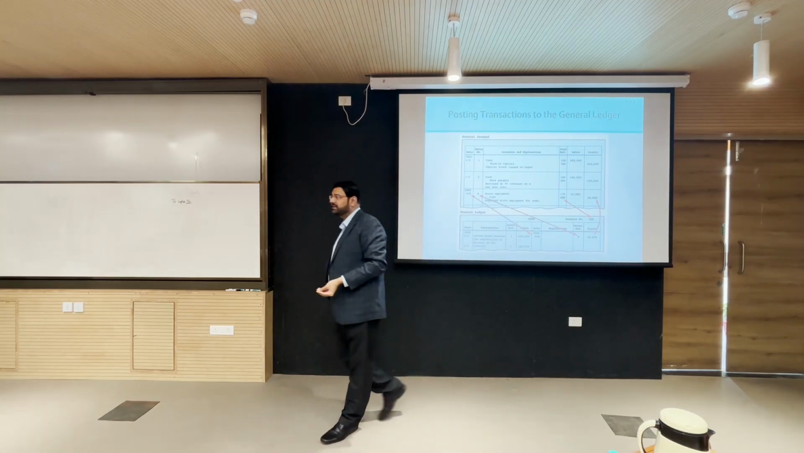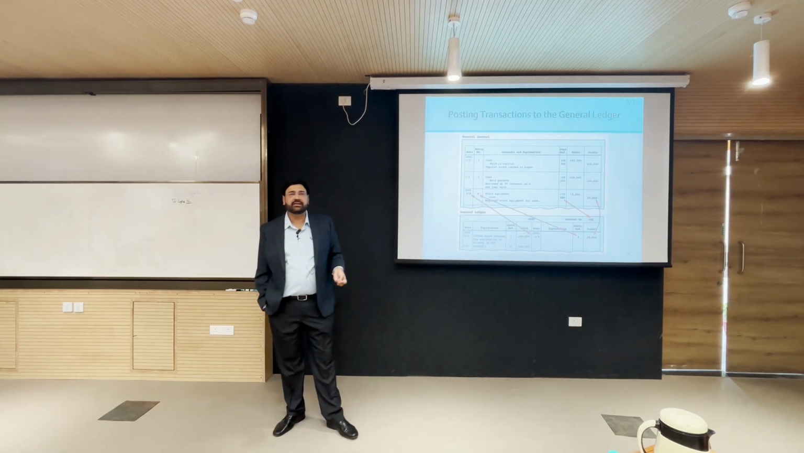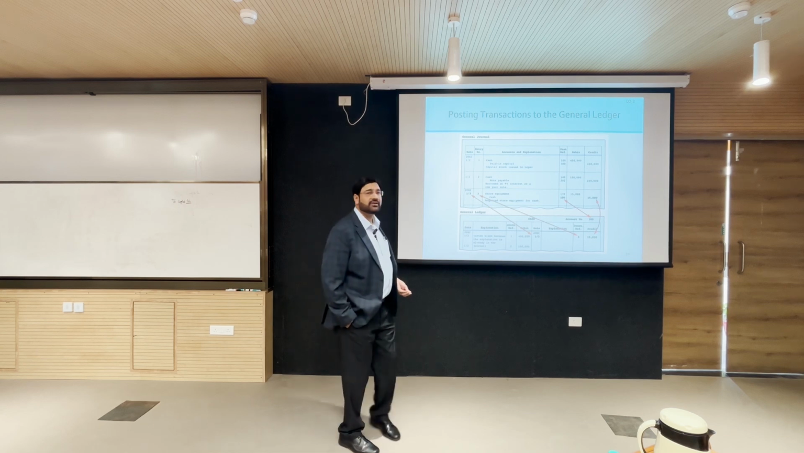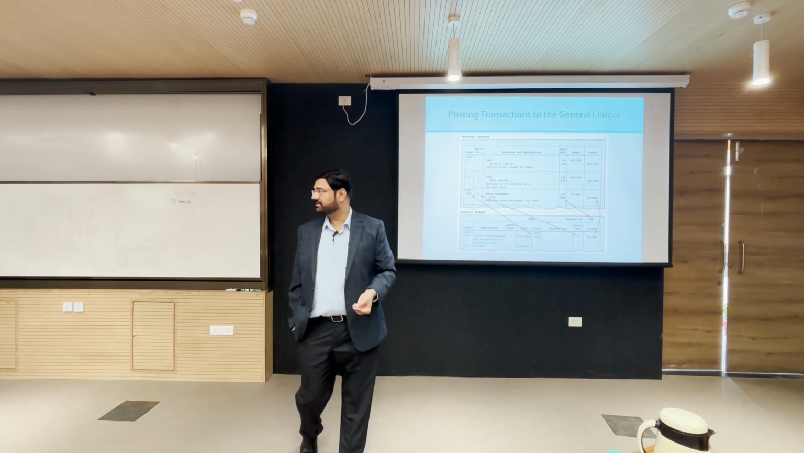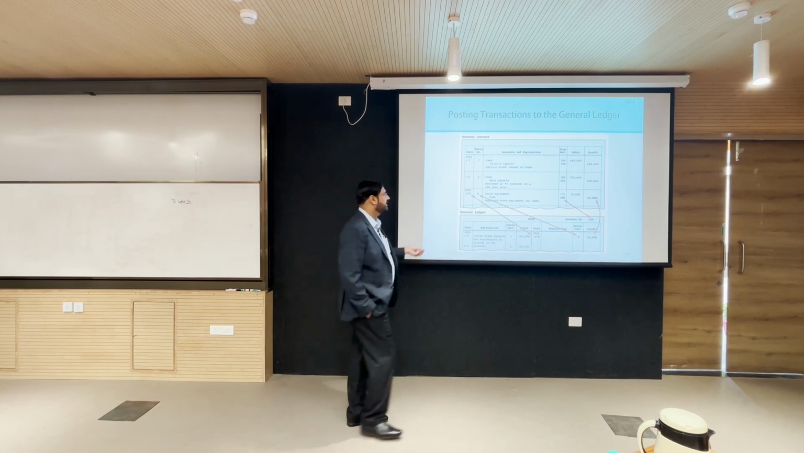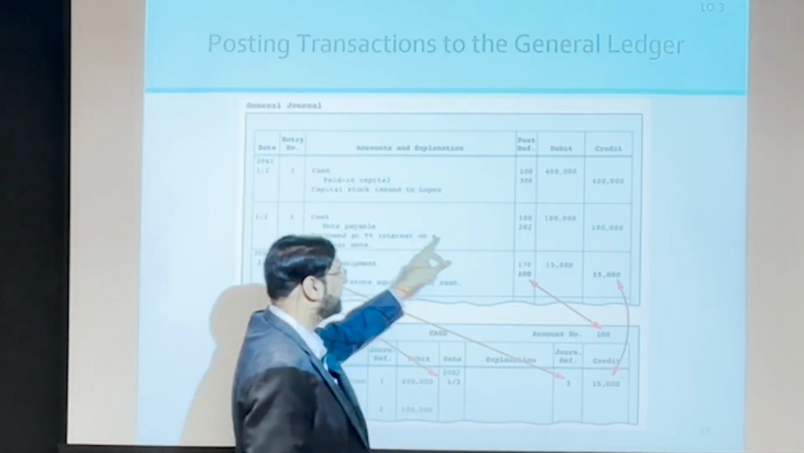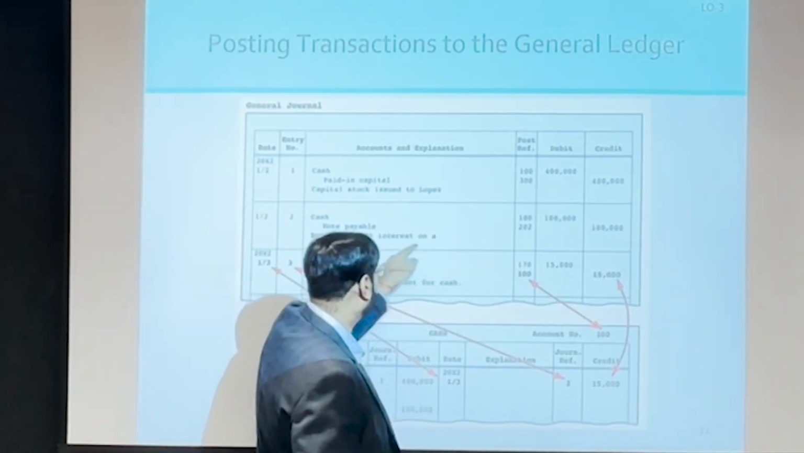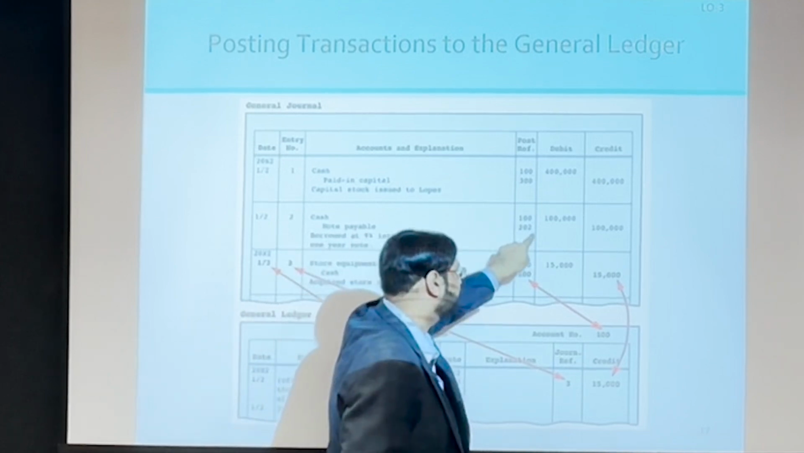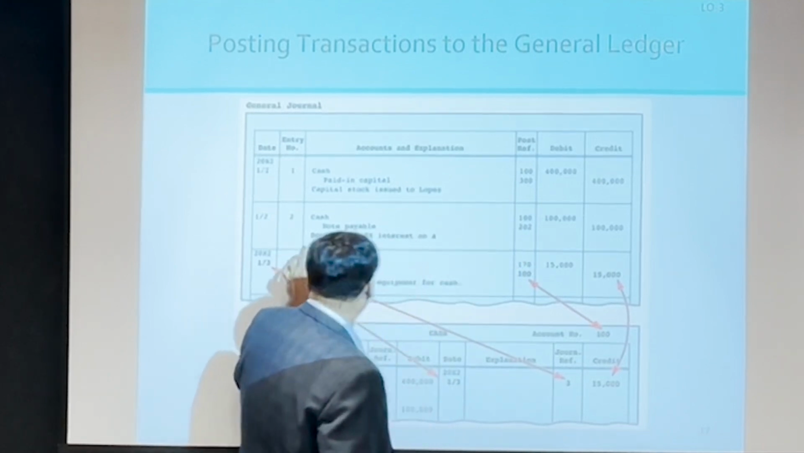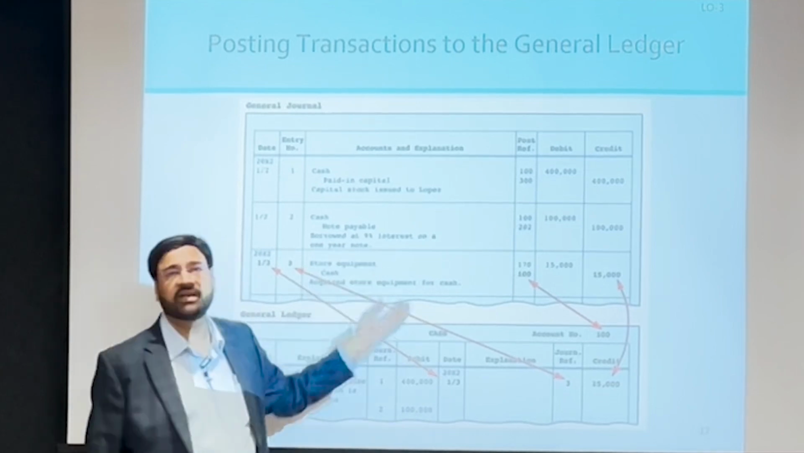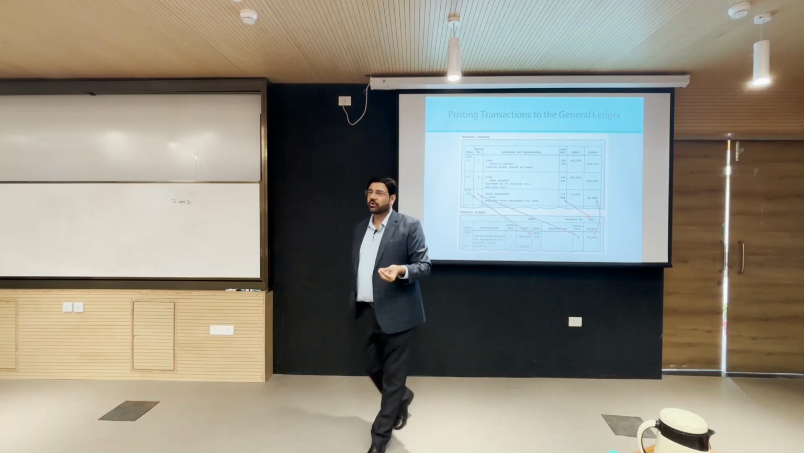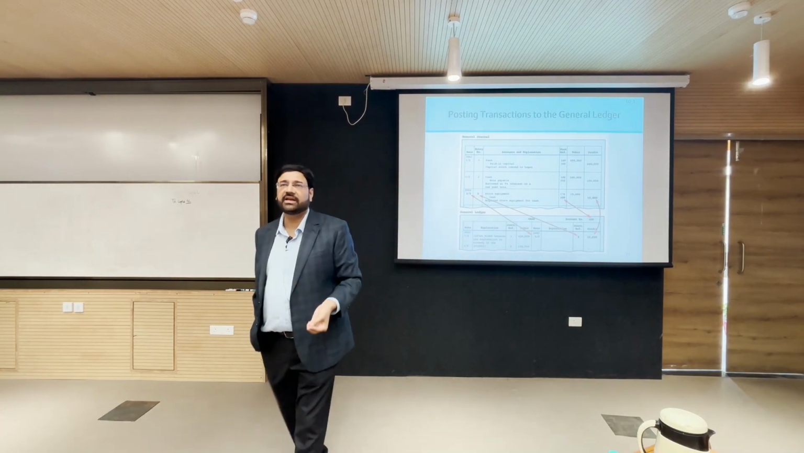Cash account debited: increase in cash is an asset, and increase in asset is debit. Bank loan is a liability, and increase in liability is what? Credit, right? Increase in liability is credit. So bank loan or note payable is credited, and below that we have a narration. We will talk about it after 1 or 2 minutes. What is the narration? We borrowed at 9% interest on a 1-year bank loan.